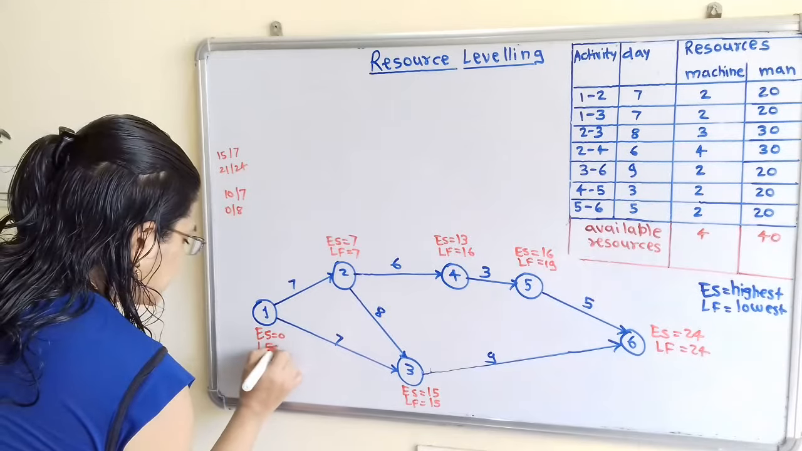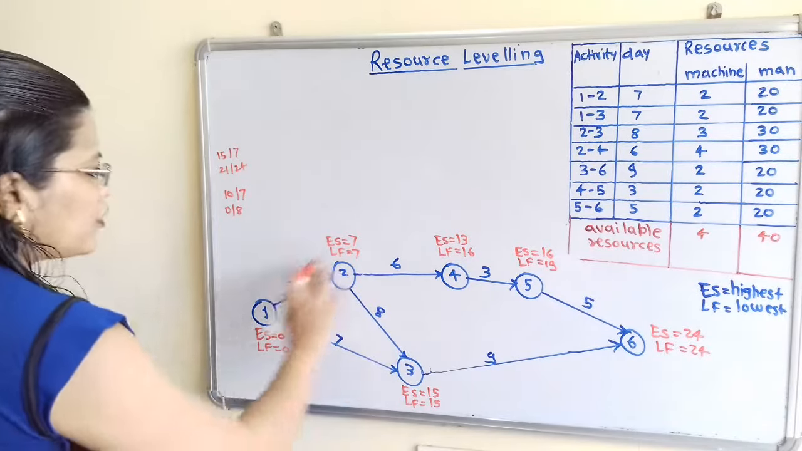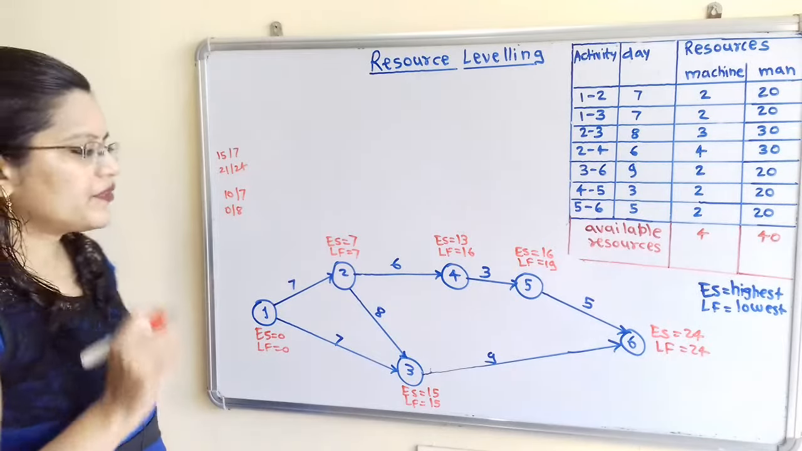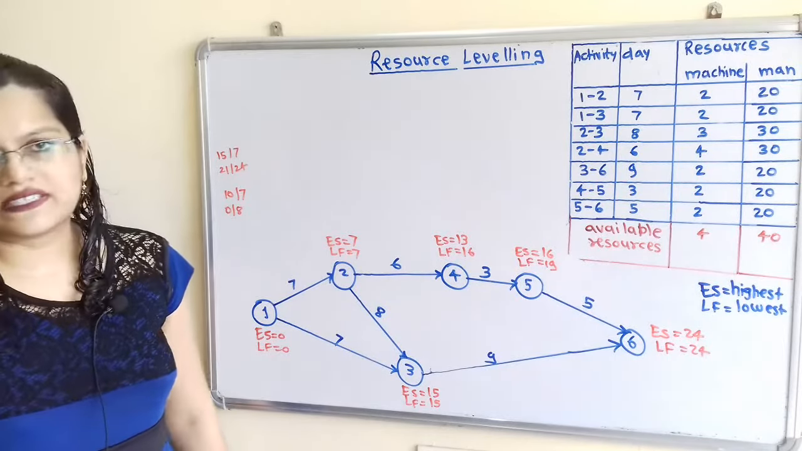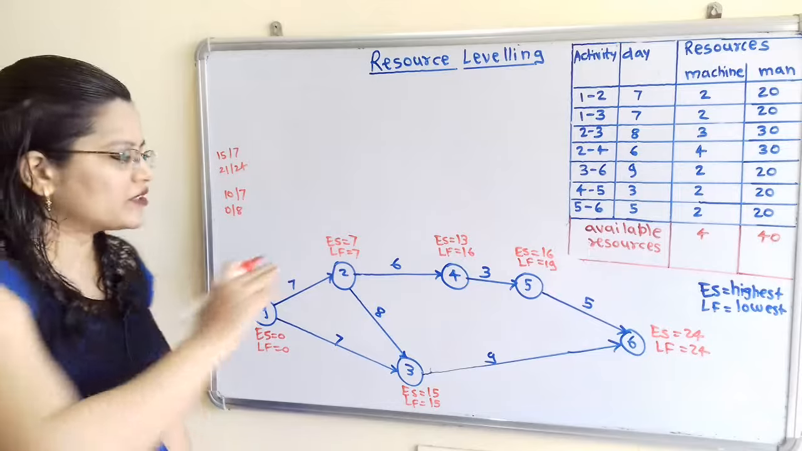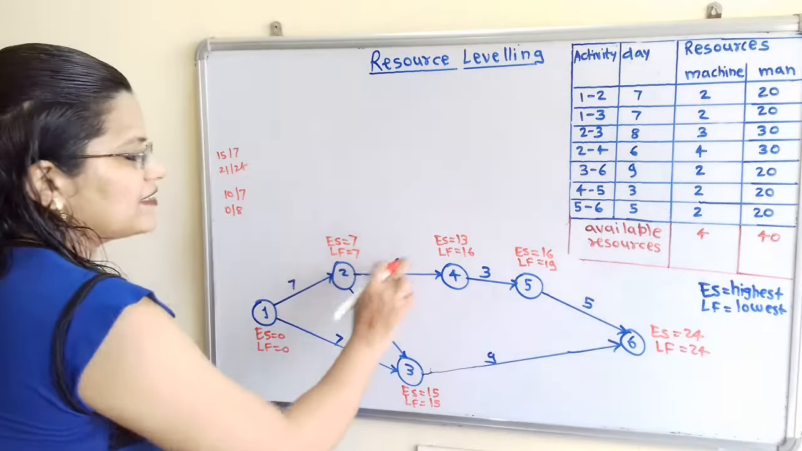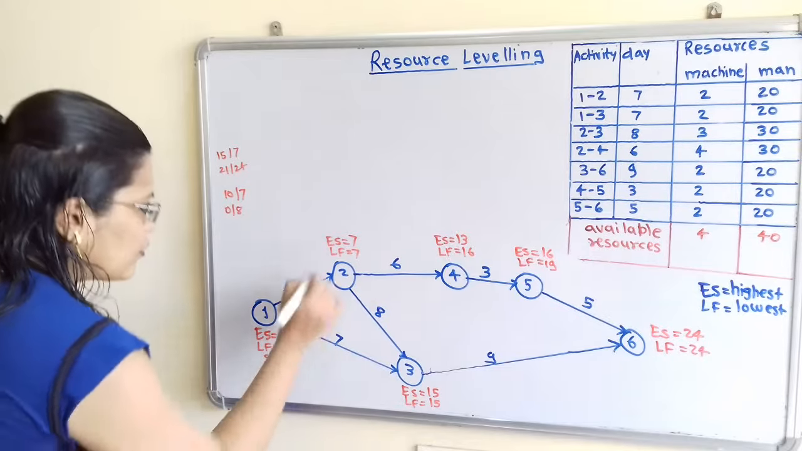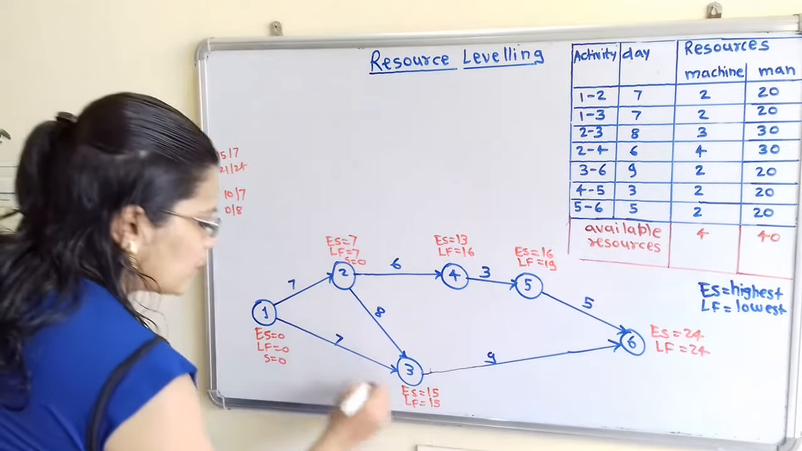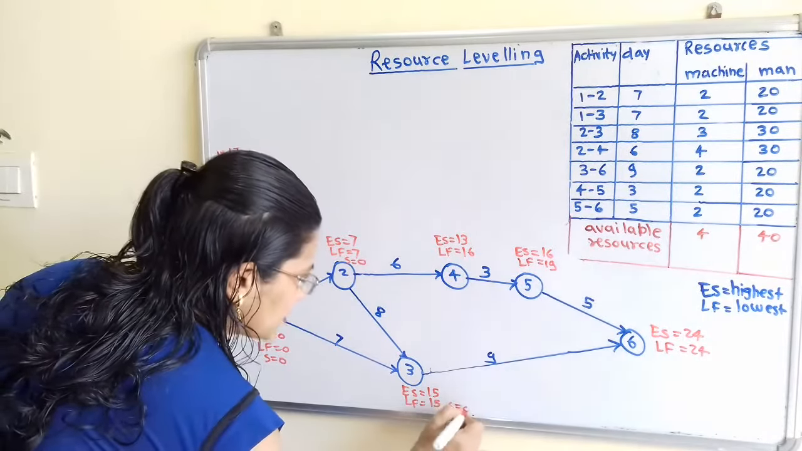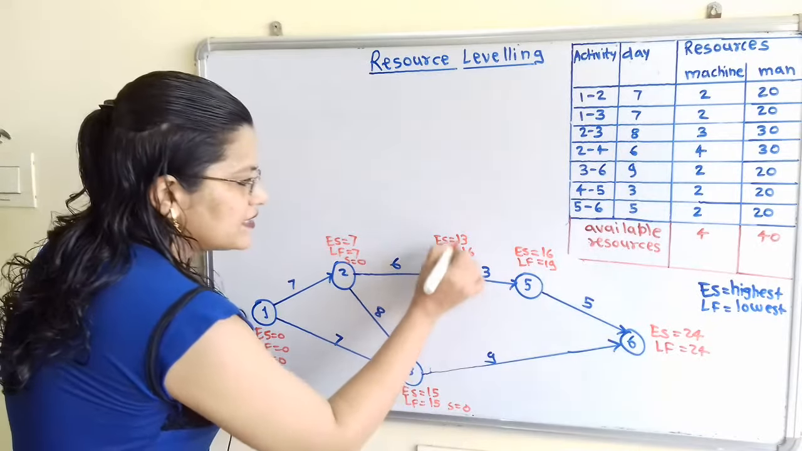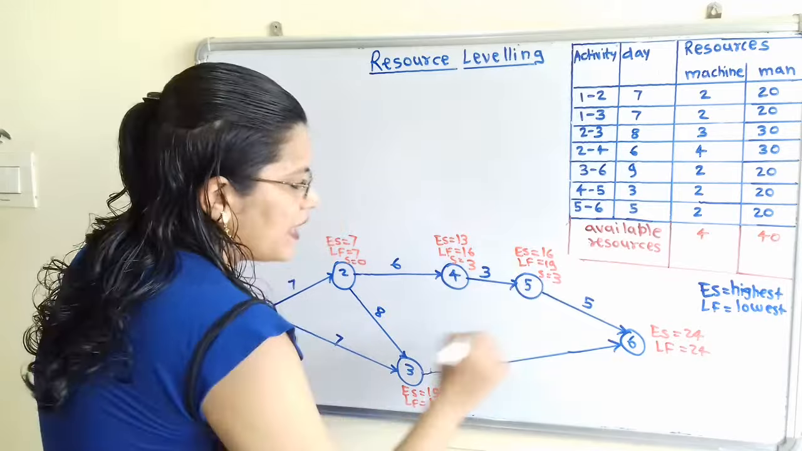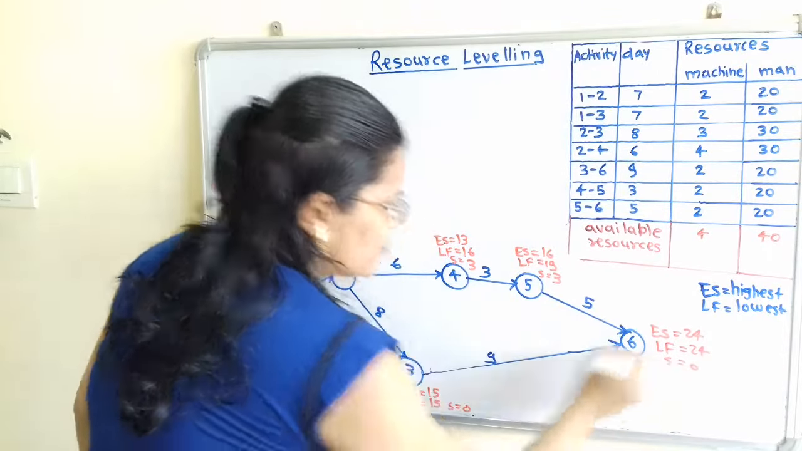So LF is equal to 0. If we observe our cross check, that is LF is equal to 0. Now we will calculate the slack. Slack means the positive difference between ES and LF. At node 1 S is 0, at node 2 S is 0, at node 3 S is 0, at node 4 S is 3, at node 5 S is 3, at node 6 S is 0.